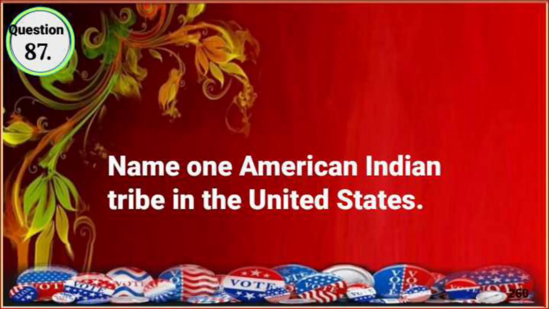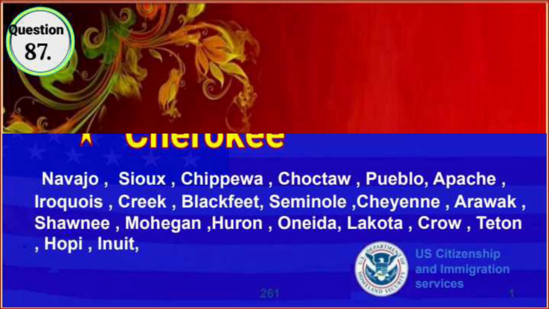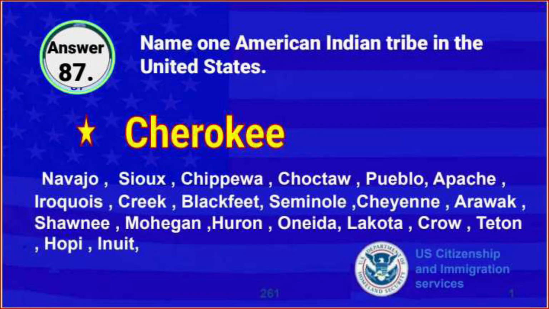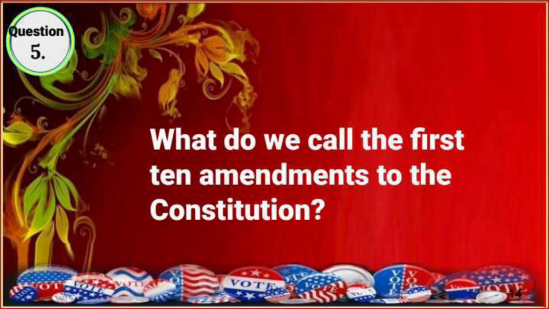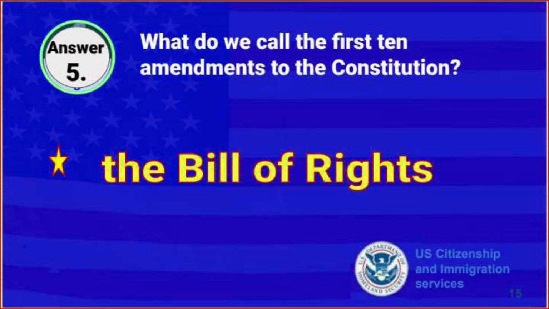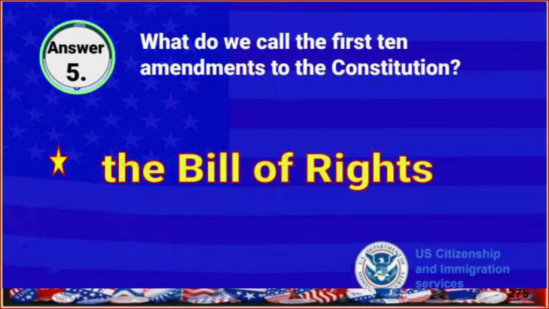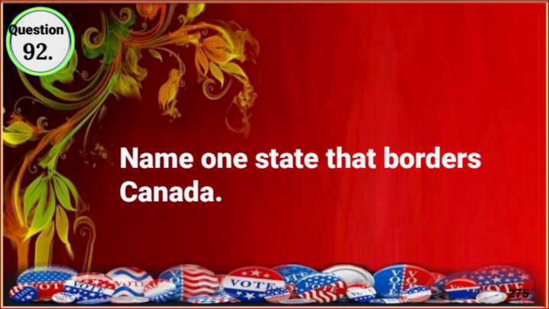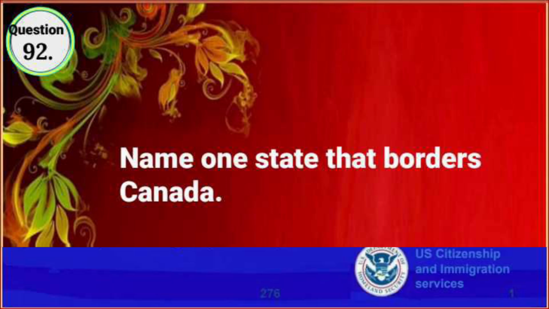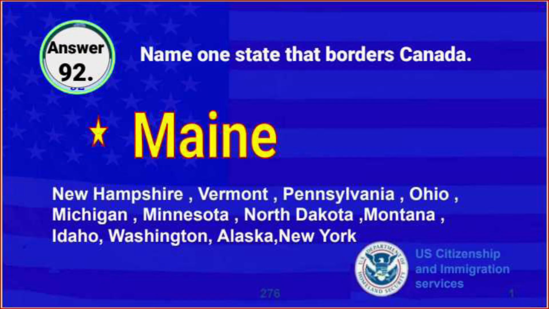Name one American Indian tribe in the United States. Cherokee. What do we call the first 10 amendments to the Constitution? The Bill of Rights. Name one state that borders Canada. Maine.